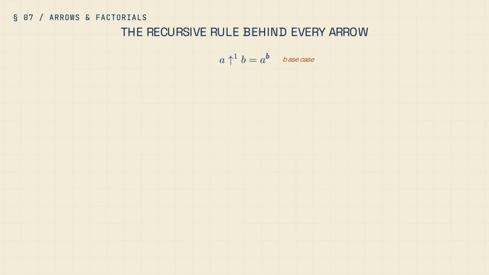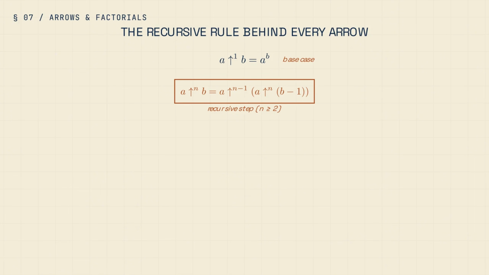Here's the rule under every arrow. The base case: 1 arrow is just exponentiation. And the recursive step: n arrows on b equals, drop 1 arrow, then apply that lower operation to itself b times. Read it left to right. Drop 1 arrow but apply it b times instead of once.